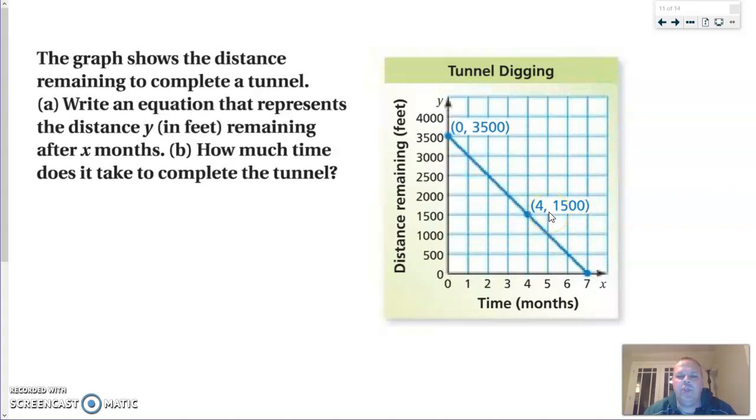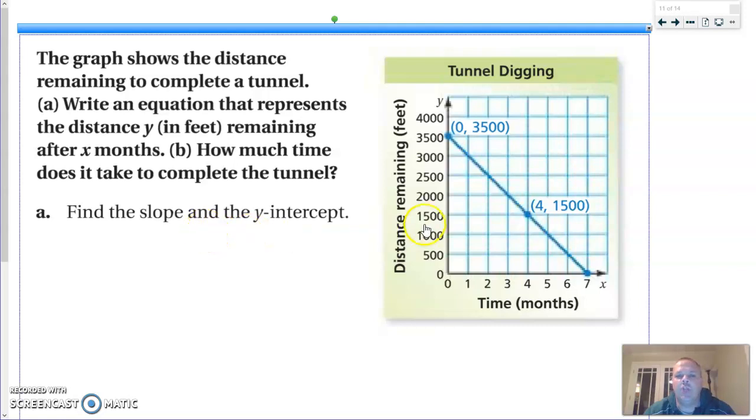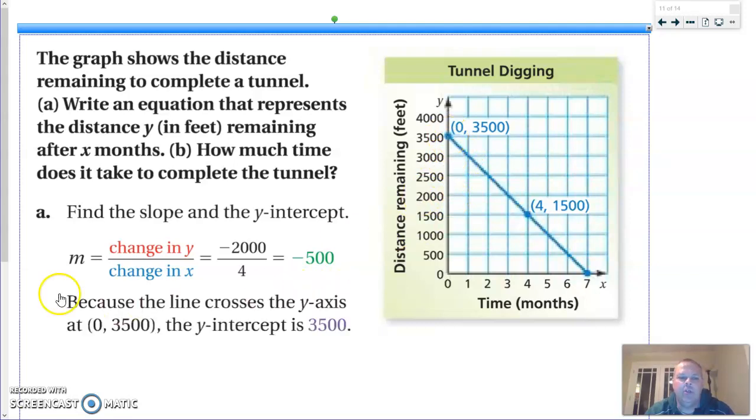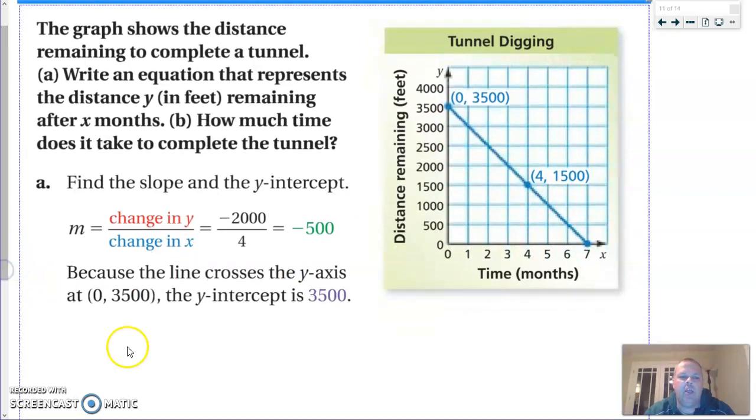So one of the things that we should be able to do is find the slope. So the slope means that we went down 2,000 over 4. So 2,000 over 4 is negative 500. So that's the slope. Where did it cross the y-axis? It crossed right here at 3,500. So our equation then will be negative 500x plus 3,500.